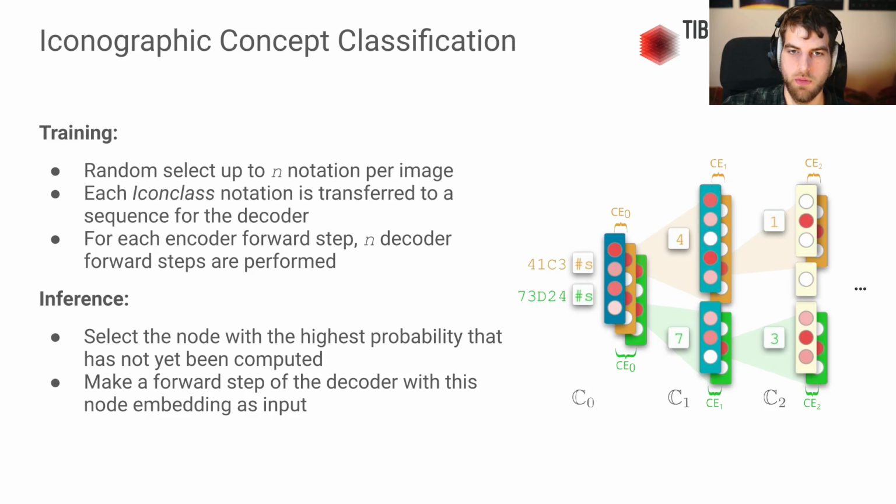For the inference, we handle it a little bit differently. Here we basically select the node with the highest probability that has not yet been computed. In the beginning, this is the start token that we feed. Then we get the embedding, feed it to our decoder and decode the first branch. Then we repeat this process until we can't find any concept with a probability above a specific threshold.